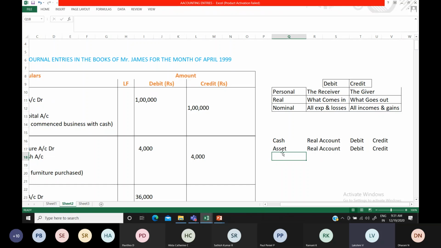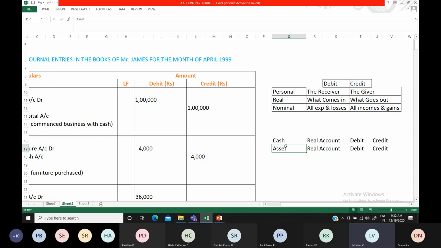Sometimes I might purchase plant and machinery, furniture, or land and building. At that time I will be debiting, because debit what comes in, right? So I will be debiting whenever I am making a purchase. Whenever I'm selling that same asset, I will be crediting. Why am I crediting? Because it goes out of my business.